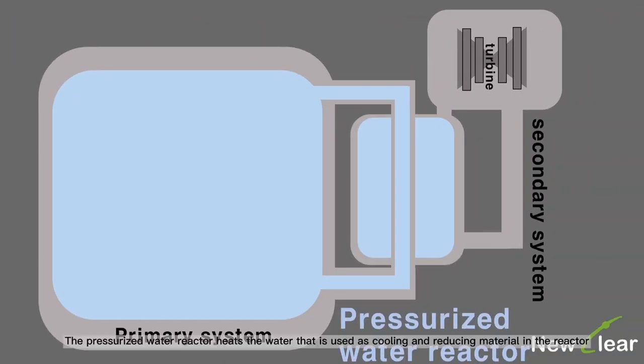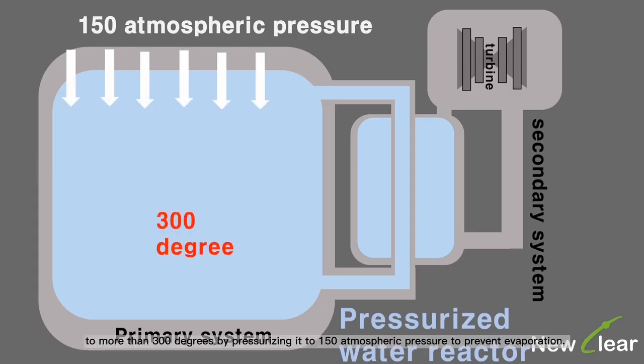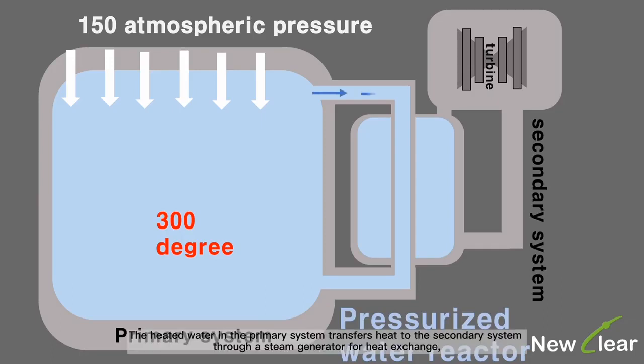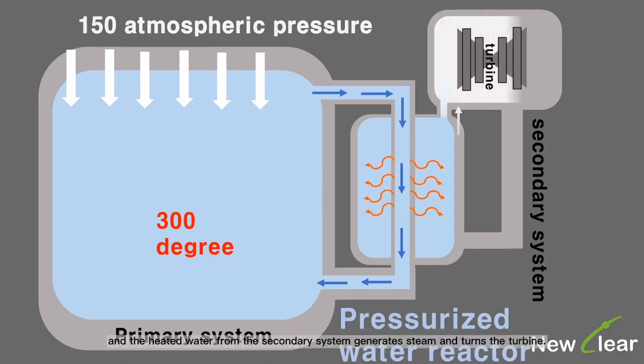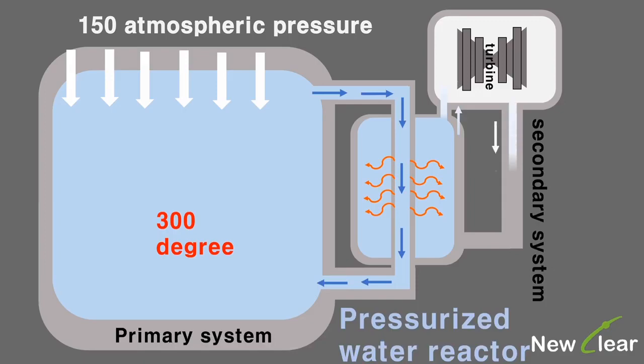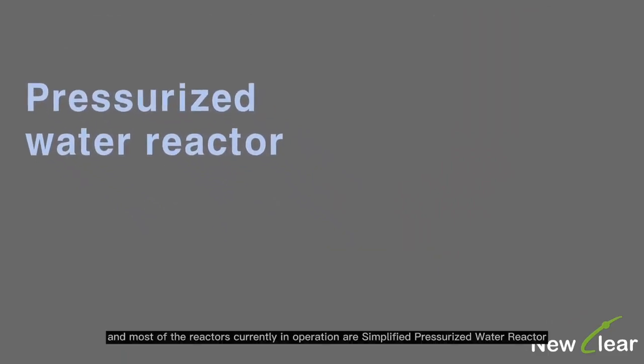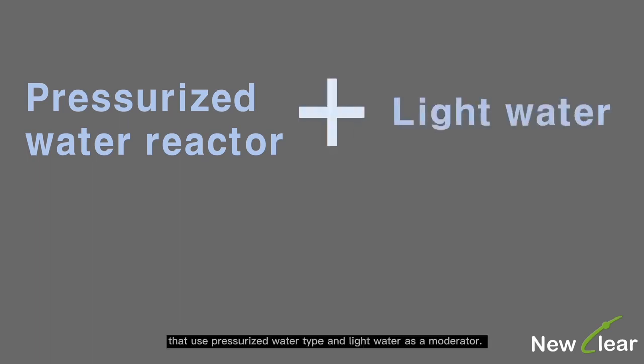The pressurized water reactor heats the water that is used as cooling and reducing material in the reactor to more than 300 degrees by pressurizing it to 150 atmospheric pressure to prevent evaporation. The heated water in the primary system transfers heat to the secondary system through a steam generator for heat exchange, and the heated water from the secondary system generates steam and turns the turbine. Pressurized water reactors have the advantage in radiation shielding because water from the reactor does not directly enter the turbine. And most of the reactors currently in operation are simplified pressurized water reactors that use pressurized water type and light water as moderator.